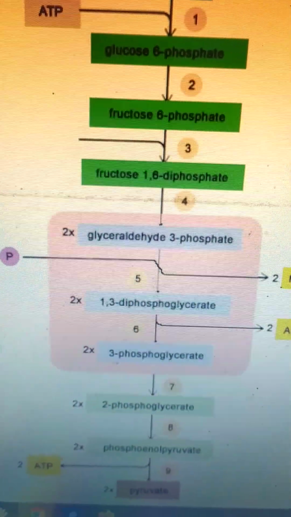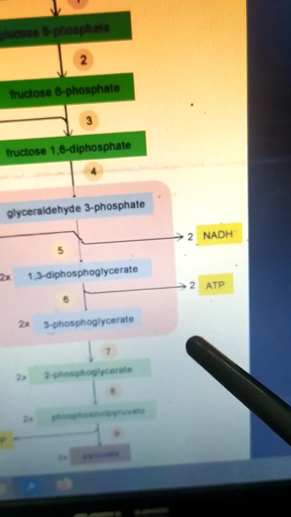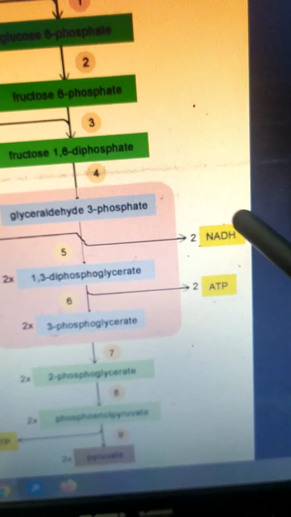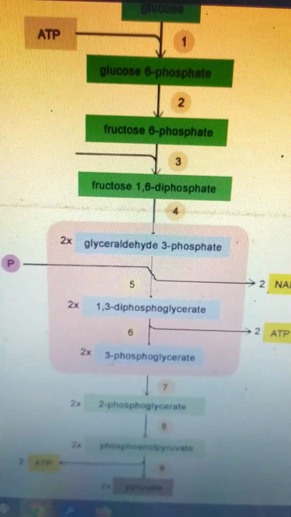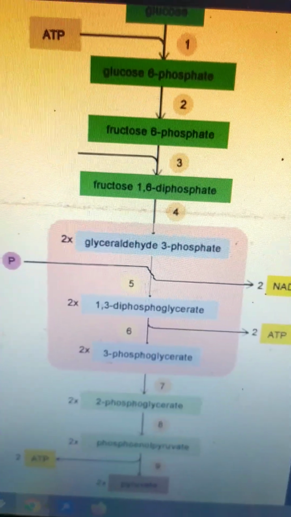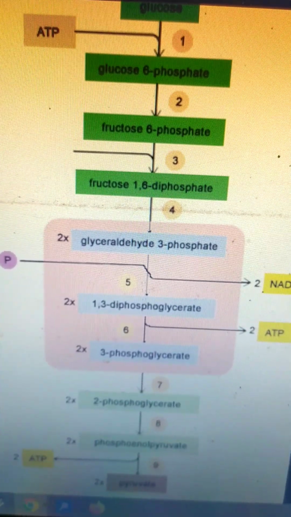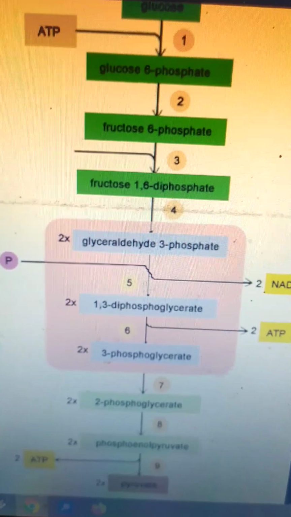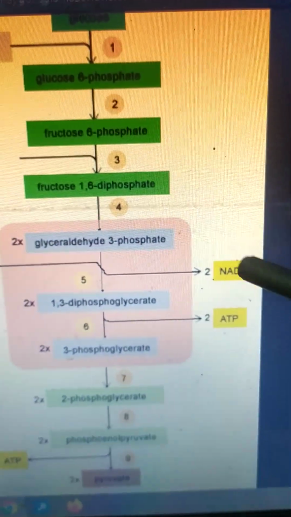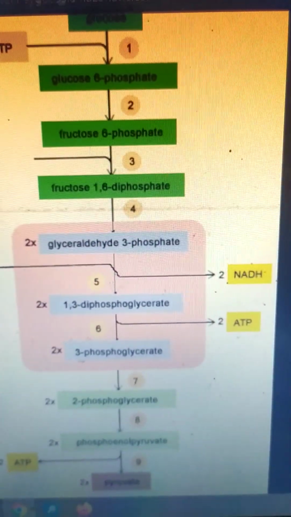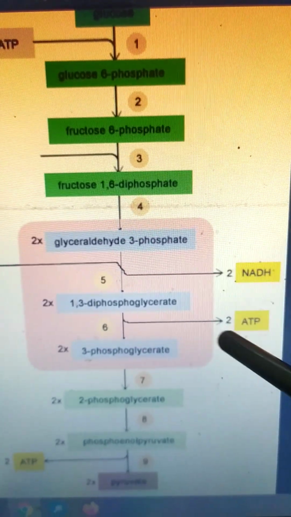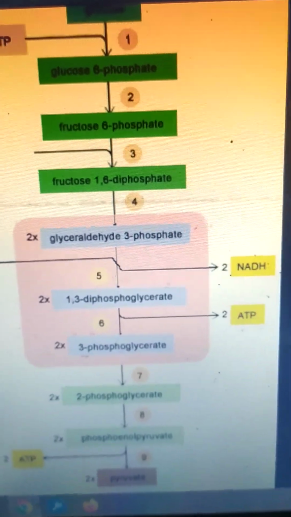So there are 2 NADH and 2 ATP. NADH and ATP are released. A lot of energy is released during this process, and energy is released in the form of NADH and ATP. And NADH is taken to the electron transport chain.